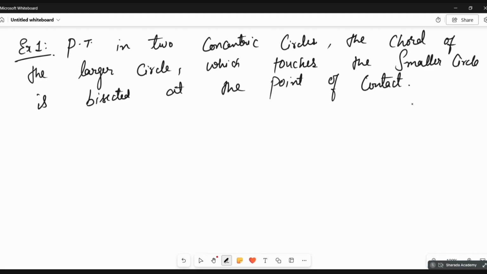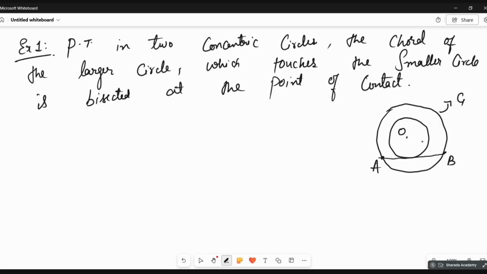So, first thing, two concentric circles. That means what? Two circles will have the same center. Then they are called concentric circles. Now, the chord of the larger circle, which touches the smaller circle, is bisected at the point of contact. So, AB is a chord to the bigger circle. If I call this C1 and this C2. AB is the chord of the larger circle, but AB is the tangent to the smaller circle. That means AB is a chord for the second circle and AB is the tangent for the first circle.